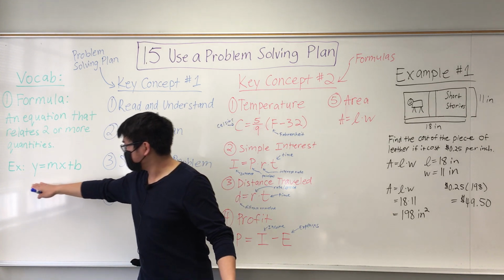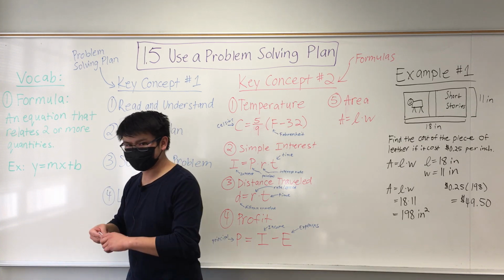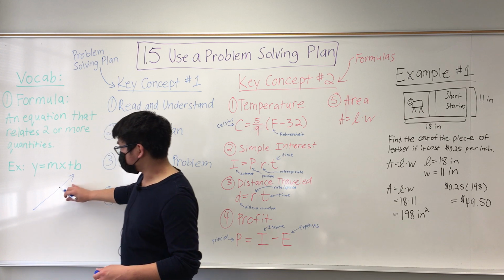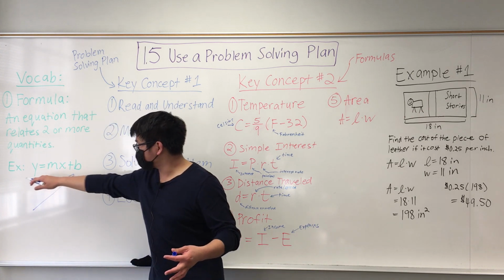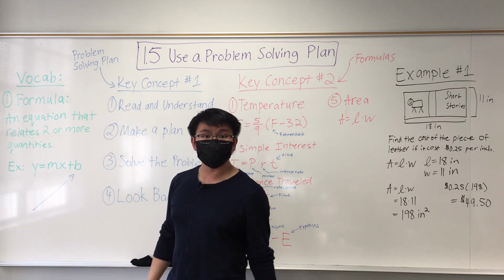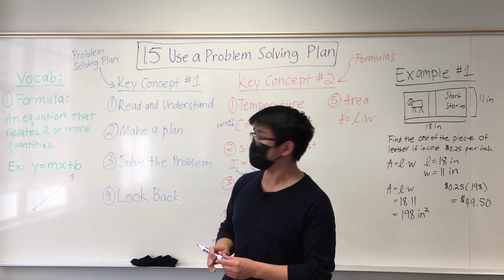This is an example of a slope-intercept form equation or formula, which helps us calculate a line. We're trying to see what the slope is, so we're going to use this formula or equation to do it. That's basically the only vocab word for this lesson, but we'll get a little more into it in the next few chapters. Okay?